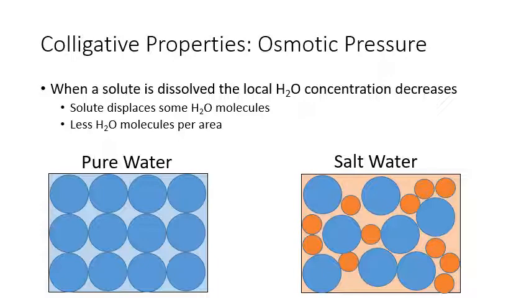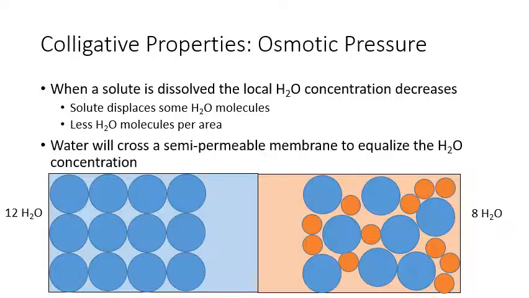So if we look over here, this sample on the left has got 1, 2, 3, 4, 5, 6. That sample's got 12 water molecules in it. If you look at the sample on the right side over here, this sample's only got 8 water molecules in it. So even though they're both water, by adding salt to our water, there's actually less water molecule per area in a saltwater solution than there is in a pure water solution.